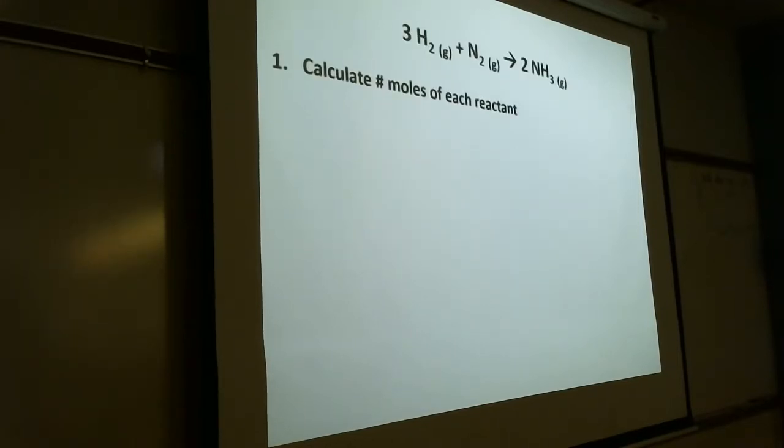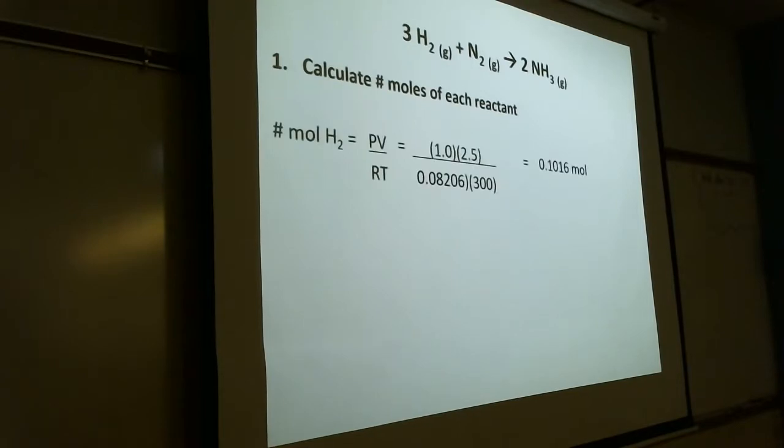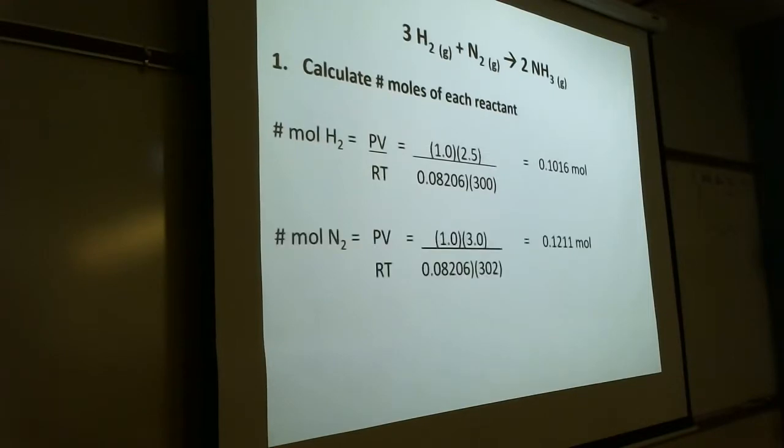So first thing I want to do is calculate number of moles of each reactant. So there's number of moles of H2, right? n is equal to PV over RT. If PV equals nRT, how do you get n by itself? Divide both sides by RT. So number of moles of H2, I got 0.1016. And for N2, I got 0.1211. Do we agree? Left off a parenthesis there on both of those. That's kind of funny. Questions on how we got number of moles for each reactant?